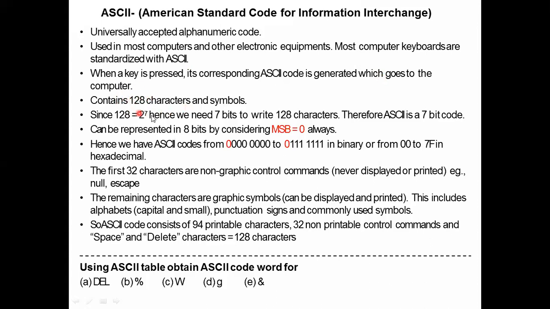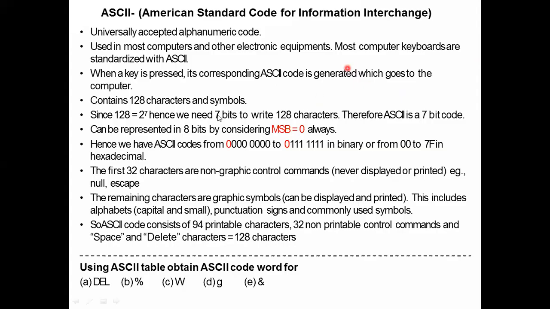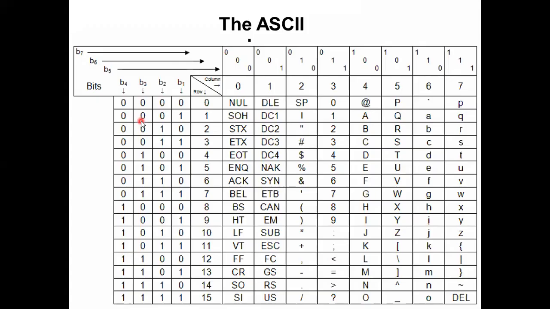How do we know 128 characters are there? Totally, how many digits are used for representing each letter? 7 digits. So 7 digits means how many combinations will we get? 2 power 7 combinations. 2 power 7 means 128. Okay, totally in this ASCII code table, we have 128.